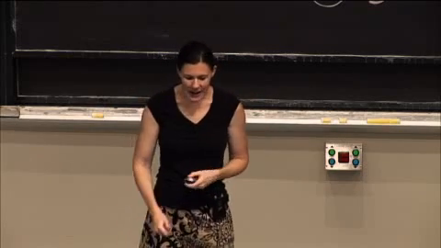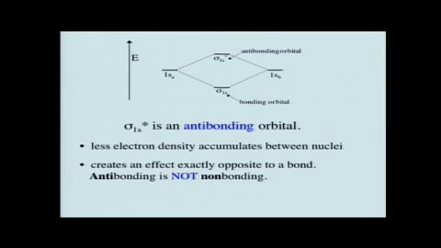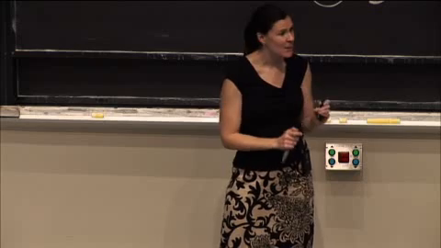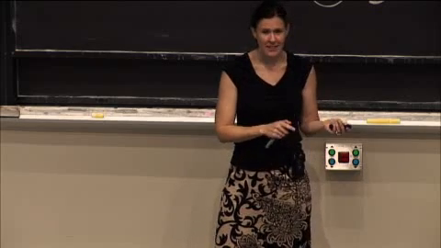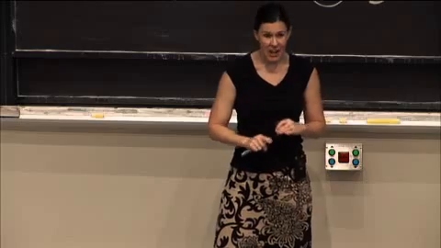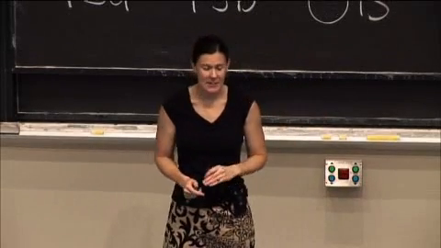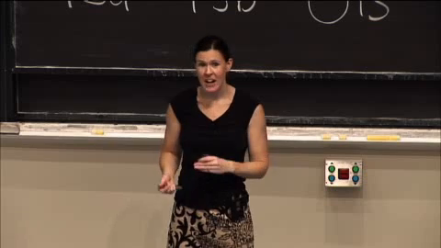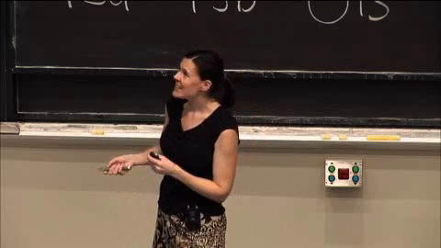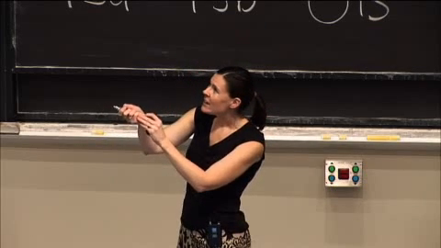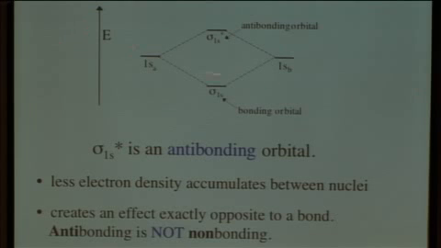So what I want to point out is that it creates an effect that is exactly opposite of a bond. You might have thought before we started talking about molecular orbital theory that non-bonding was the opposite of bonding. It's not. Antibonding is the opposite of bonding, and antibonding is not non-bonding. We can see that if we just look at this picture here. Here's bonding, and here is non-bonding. Antibonding is even higher in energy than non-bonding.